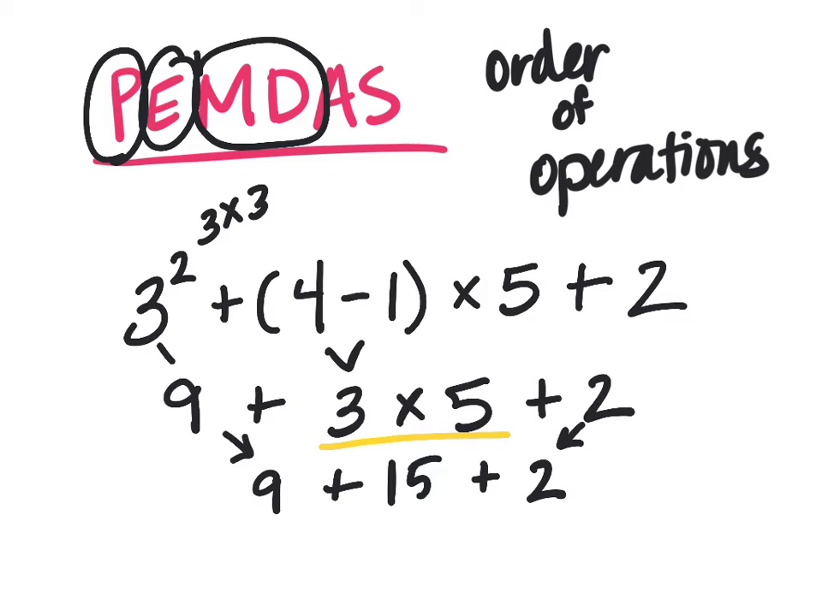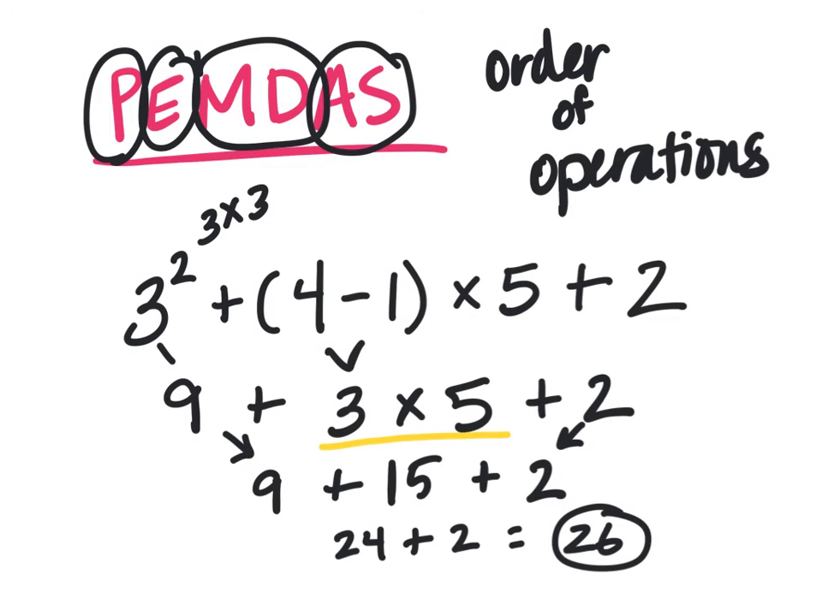So now I can do addition and subtraction from left to right. So 9 plus 15 is 24, plus 2 is equal to 26. Order of operations.